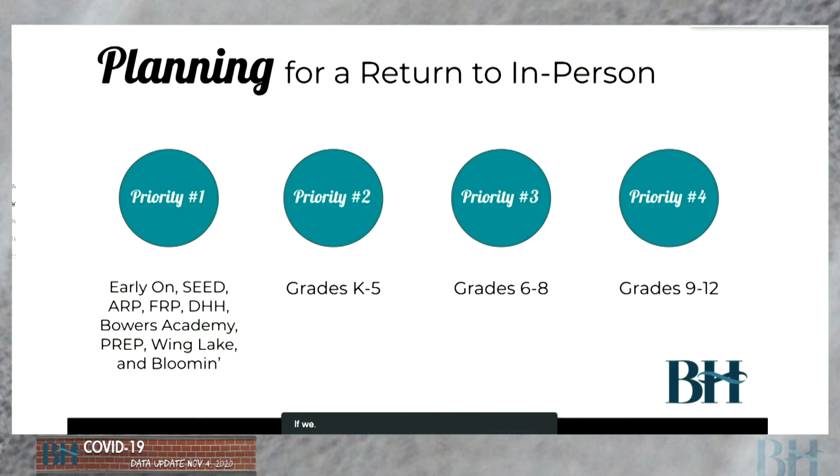If we do need to pause, the question I'm going to have, and many people have right away, is what does the return to in-person look like? We will continue with the same priorities we had before when it's time to re-enter. Early on, SEED, ARP, FRP, DHH, Bowers, Prep, Wing Lake, and Blooming will be priority 1. Priority 2 will be grades K through 5. Priority 3 will be grades 6 through 8. Priority 4 will be grades 9 through 12. Continuing on.